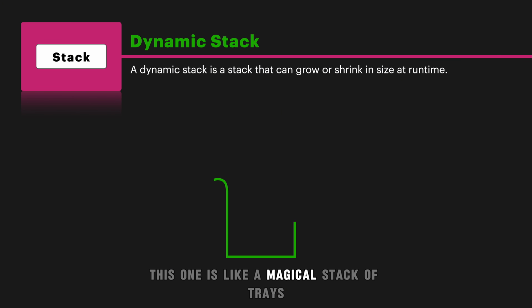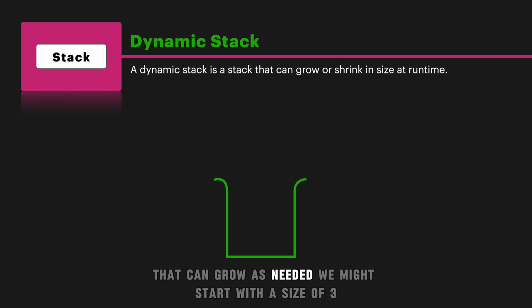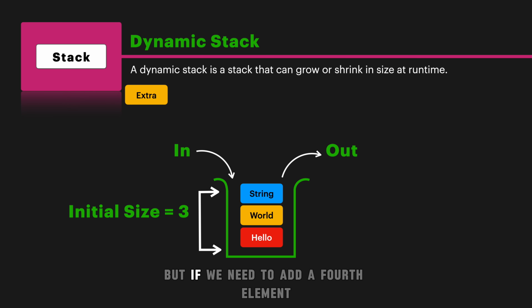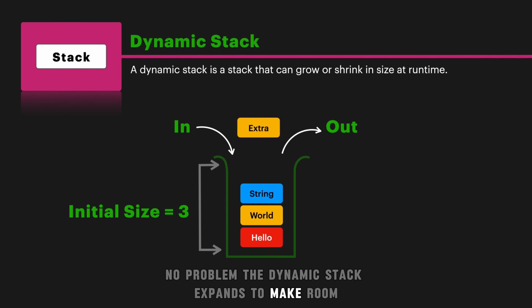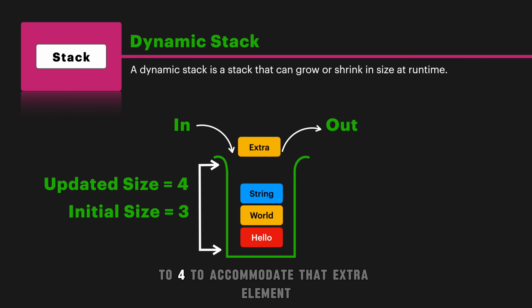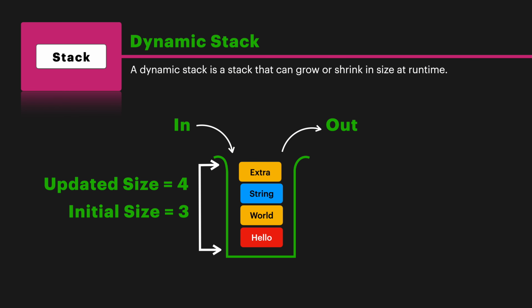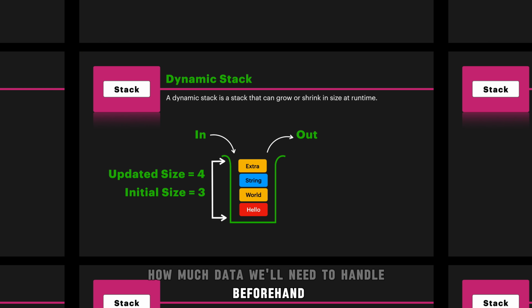Then we have the more flexible, dynamic stack. This one is like a magical stack of trays that can grow as needed. We might start with a size of 3, but if we need to add a 4th element, no problem. The dynamic stack expands to make room, changing its size from 3 to 4 to accommodate that extra element. This dynamic nature is super helpful when we don't know how much data we'll need to handle beforehand.